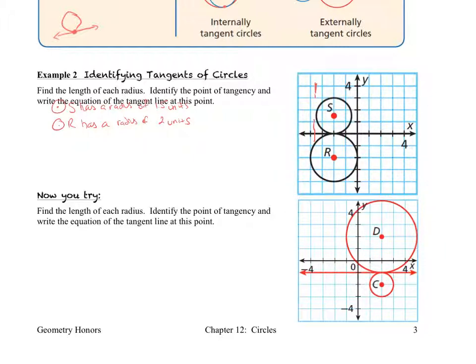Okay, and then the point of tangency is going to be an ordered pair. So what is the ordered pair at which they hit? That would be, let's see, right here. So that's at -2 on the x, 0 on the y. And then the equation of the tangent line, since it's going to be an equation that looks like this, that's a y equals equation. So y equals, in this case, it's going to be right at the 0. So it's going to be y equals 0 for the line.